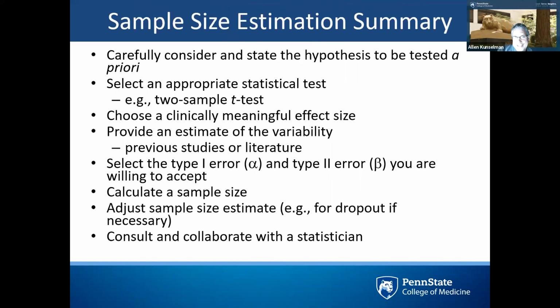So in summary, carefully consider and state the hypothesis to be tested a priori. Select an appropriate statistical test like a two-sample t-test. Choose a clinically meaningful effect size. Provide an estimate of variability. Select the type 1 and type 2 error you're willing to accept.